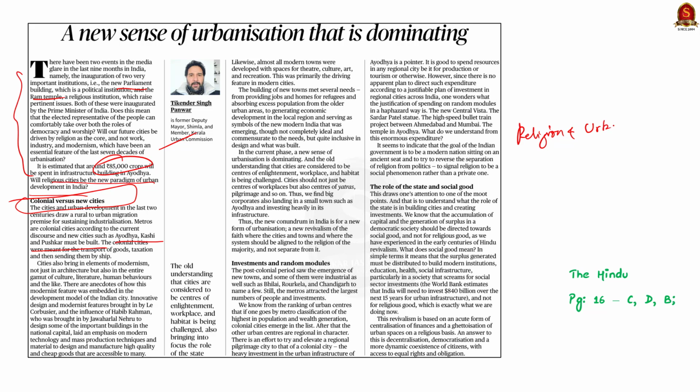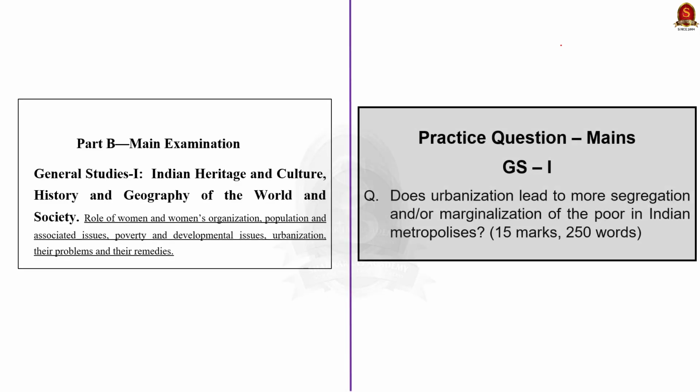In this context, let us discuss the effects of urbanization on the Indian poor with the help of our mains answer writing practice. Look at this mains question. Does urbanization lead to more segregation and or marginalization of the poor in Indian metropolises? It comes under GS paper 1. In this answer, we must discuss two things. Firstly, how urbanization leads to segregation of the poor, and then how urbanization leads to marginalization of the poor. So we shall divide the body part of the answer into two parts.